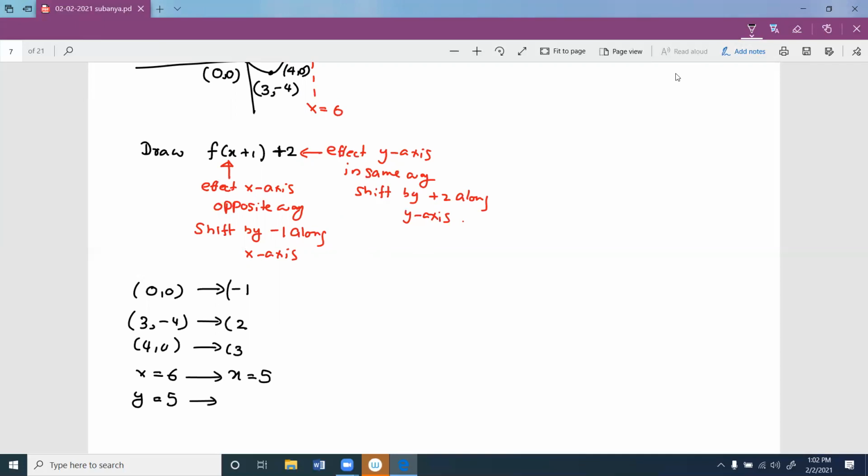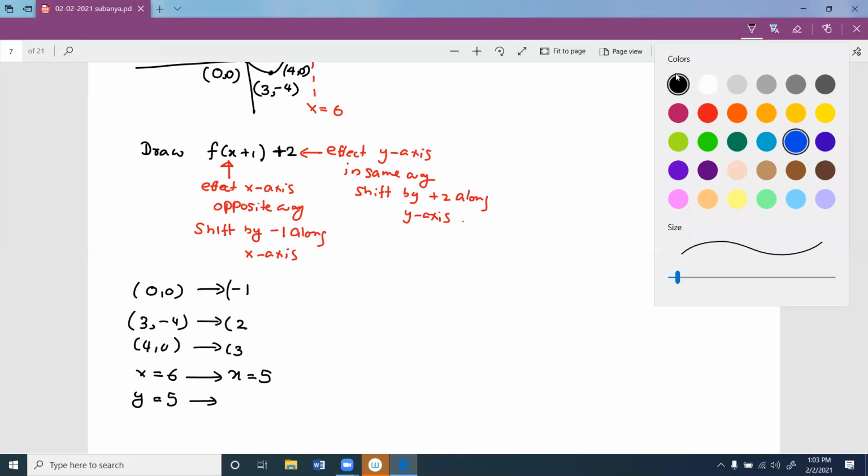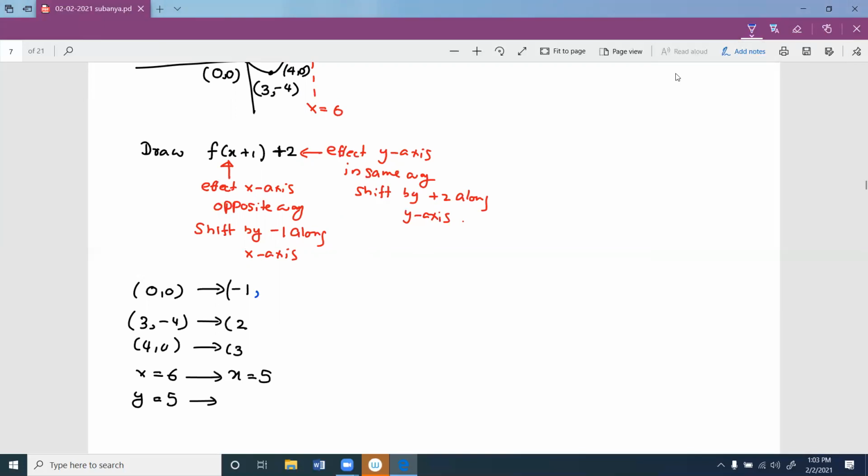I'll write the y transformation in a different color to understand it. Then what happened to 0? Plus 2, so it's affected the same way. 0 plus 2 is 2. Minus 4 plus 2 is minus 2. 0 plus 2 turns into 2. The asymptote y equals 5 turns into y equals 7. That's a way of getting this.